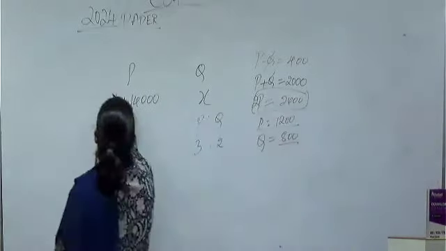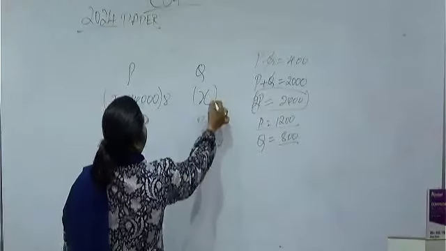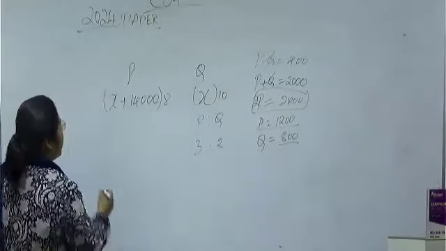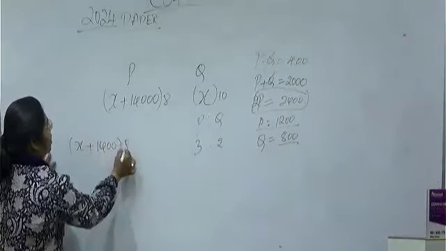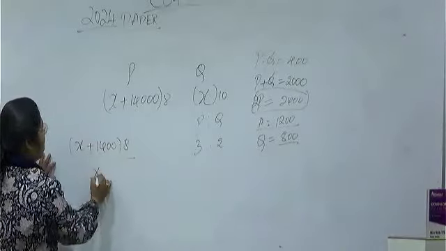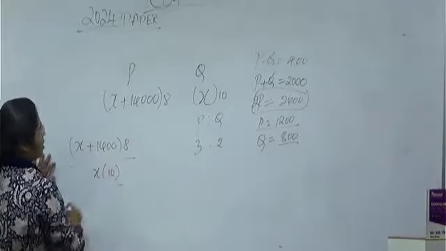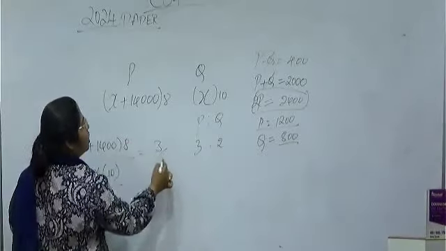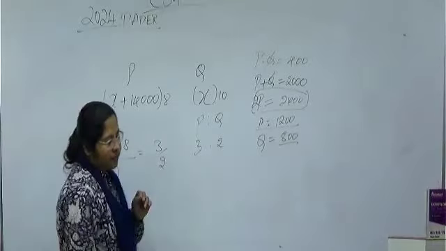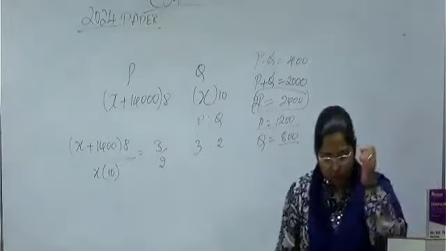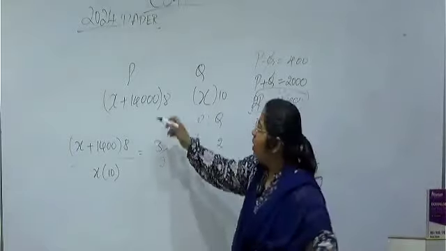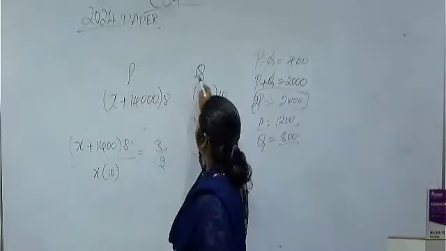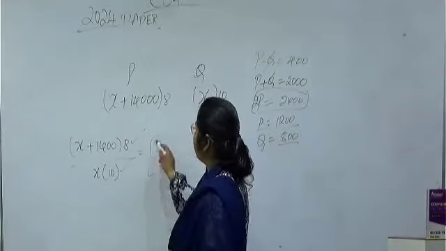He is working for 8 months and he is working for 10 months. (X plus 1,400) into 8 months divided by X into 10 months. Is the ratio 3:2? Get an answer. You got this? P is working and Q is also working in the ratio 3:2.